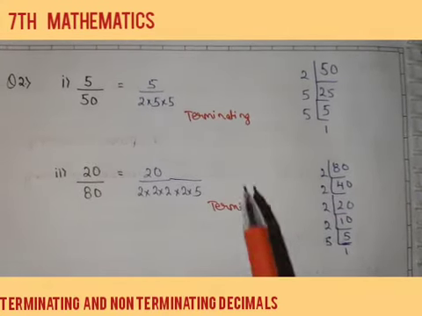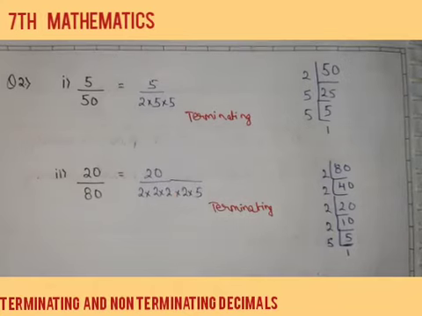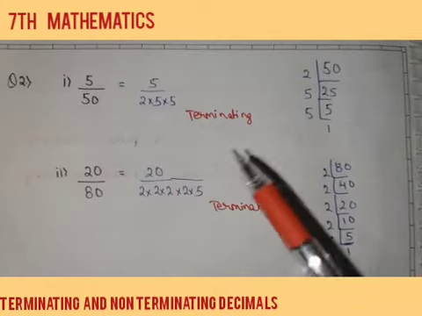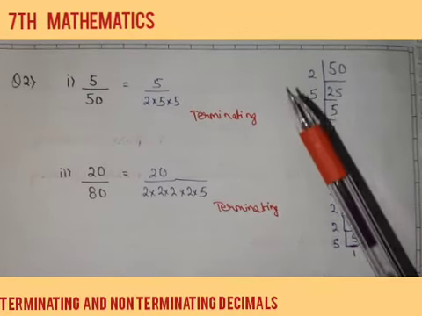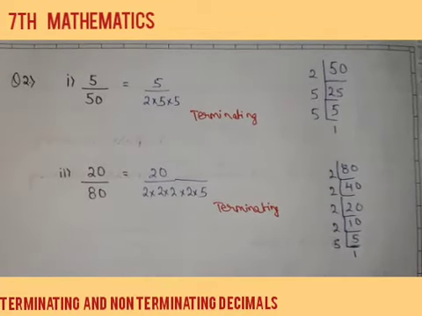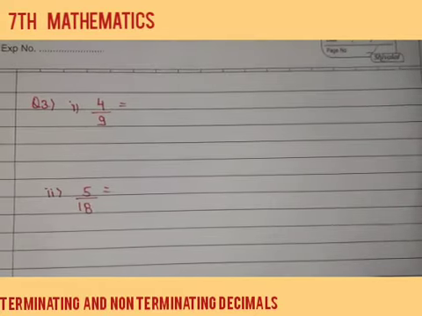Now if instead of 2 and 5 there were other factors, then we can say that it will be non-terminating. So this is the direct method where, without doing the long division, we can directly tell which are terminating and non-terminating. Now let's see them.